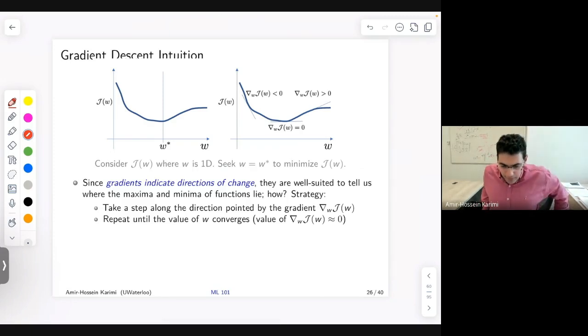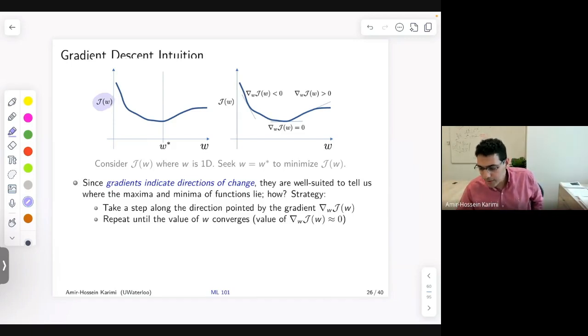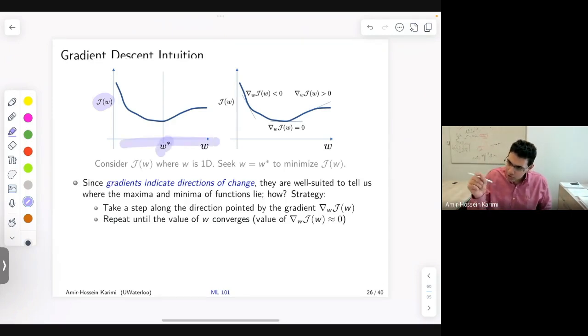Let's say I have my loss function again, this loss function here, my empirical loss. I'm operating in a 1D space, so I have a 1D space of my W's, which I can change. I can change the value of W, and I can see how the value of the loss would change as a result of my change in W.